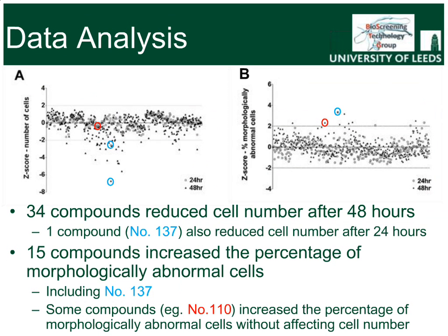The assay also identified compounds which increased the percentage of abnormal cells without affecting cell number, e.g. compound 110, shown in the red circles.